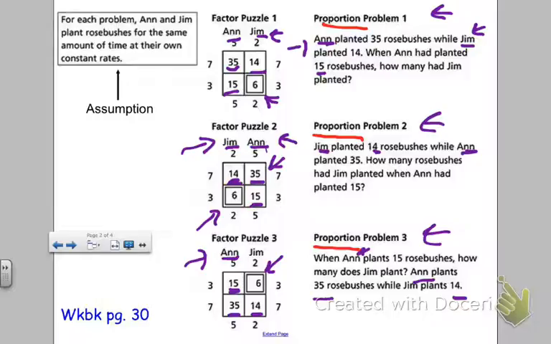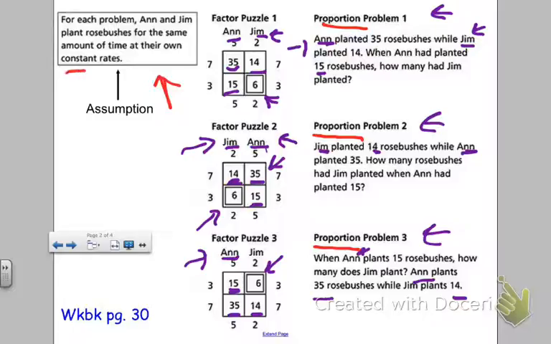In order for it to be a proportion, you're assuming that you have ratios that are the same. You are assuming that in each of these problems, Anne and Jim are planting rose bushes for the same amount of time. So maybe they're planting in an hour. Maybe Anne can plant 35 rose bushes in an hour and Jim can plant 14. Maybe this is over the course of a day. Maybe Anne can plant 35 rose bushes in a day while Jim plants 14 in a day. We're assuming that it's happening for the same amount of time. It wouldn't be fair to compare Anne and Jim if we're talking about different amounts of time.